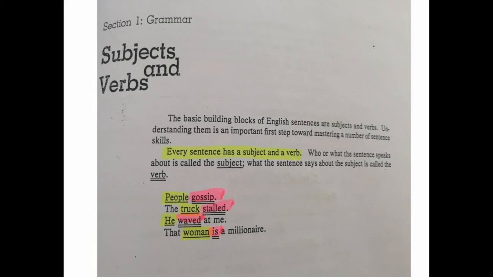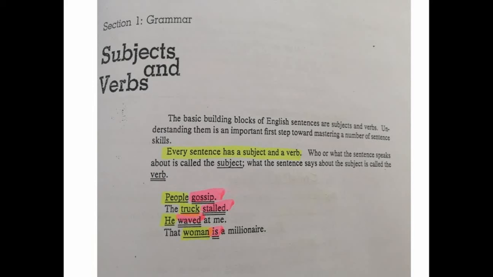So how can I identify a subject in a sentence? Simply by saying who or what. So people gossip. Who gossip? People. The truck stalled. What stalled or stopped? The truck. He waved at me. Who waved at me? He. That woman is a millionaire. Who is a millionaire? That woman. Therefore, if I get the answer for the question who or what the sentence says something about, then absolutely the answer is the subject of this sentence.